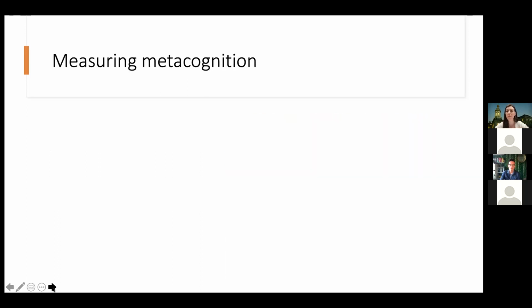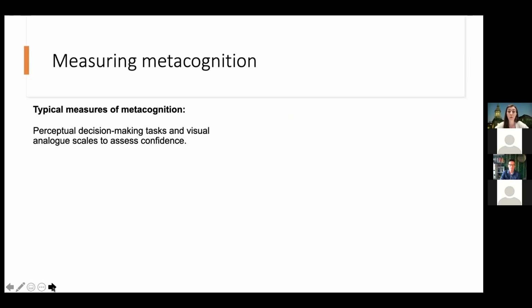So when we want to measure metacognition, there's loads of different ways that we can do so. But one of the most common tasks that we use to measure metaperception are perceptual decision-making tasks and visual analog scales to assess confidence. So as an example of this, you'll be shown 2 boxes with varying number of dots, and you're asked to make a choice as to which box contains more dots.